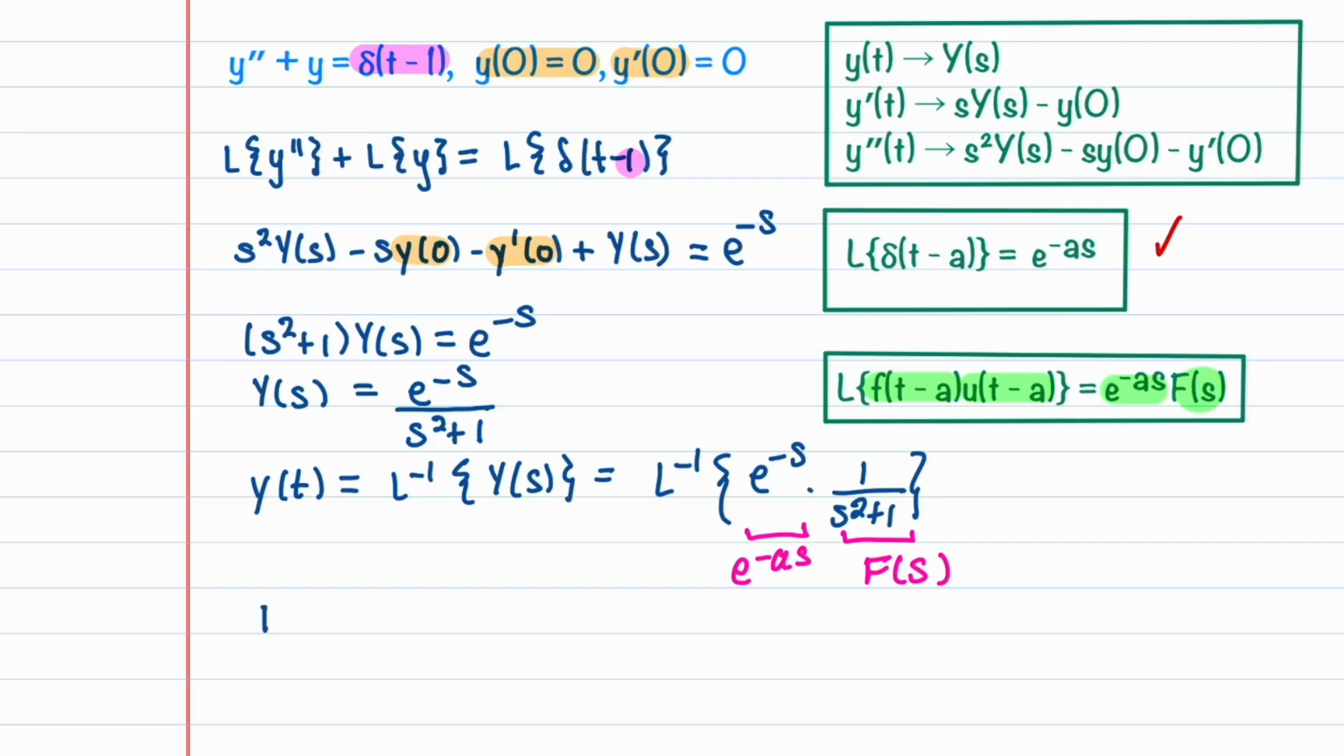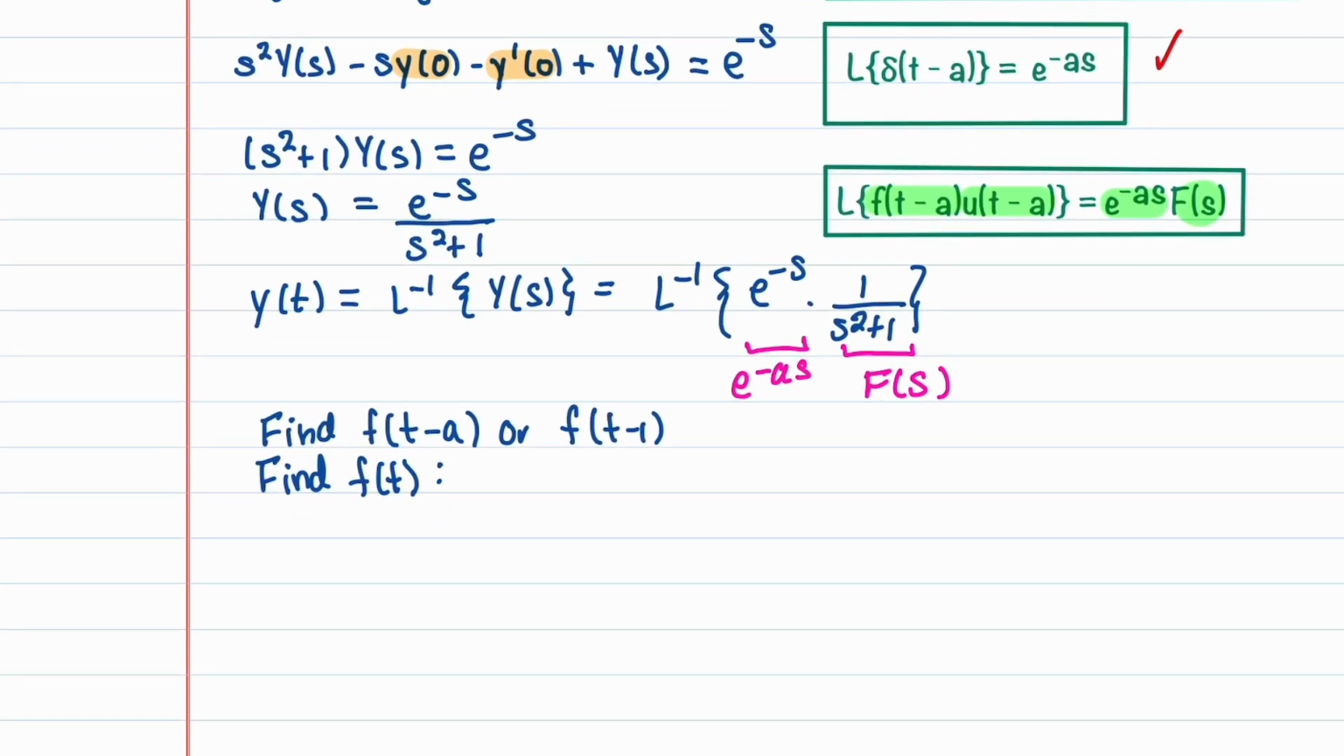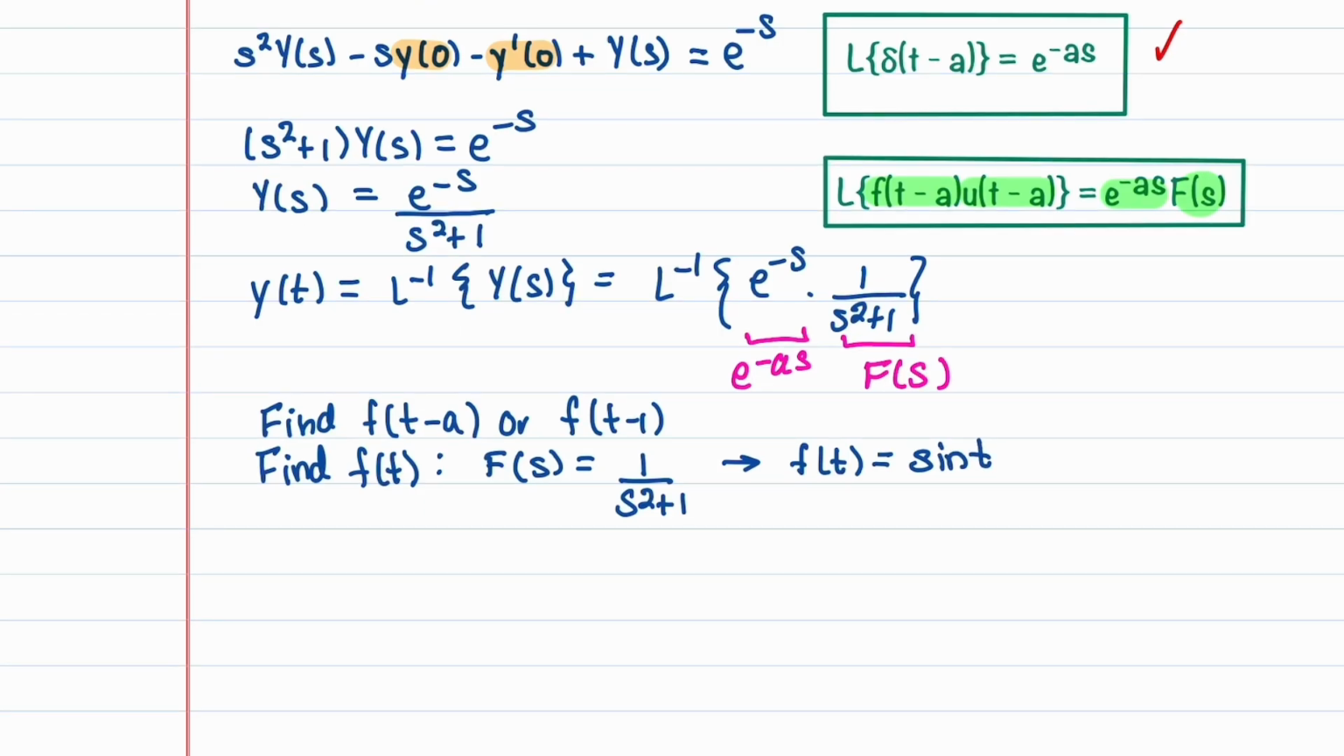We need to find f of t minus a, or in our case, a is equal to 1, so we need to find f of t minus 1. Let's first find f of t. We know that F of s is 1 over s squared plus 1. So using a Laplace transform table, we get that little f of t is equal to sine of t. So we know that f of t minus 1 is sine of t minus 1.